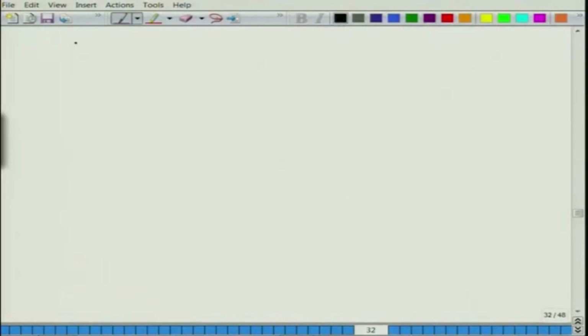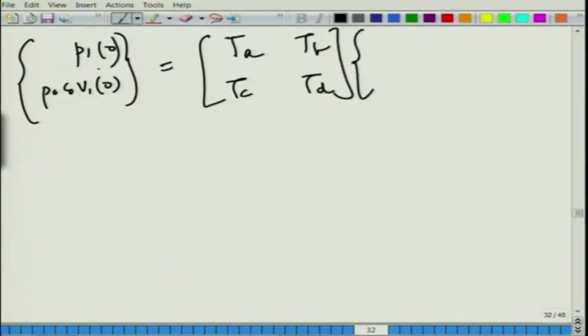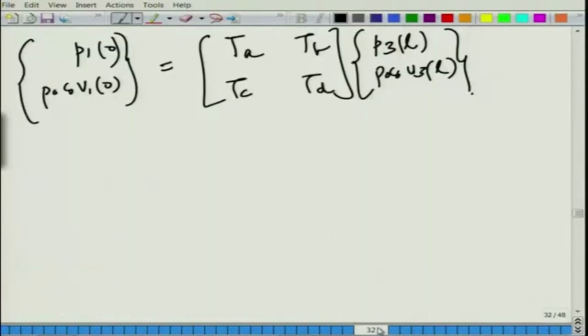So basically what we are seeking is this kind of a thing, isn't it? T A, T B, T C, T D, and P3 at L, rho naught c naught U3 at L. We really are seeking this, and to eliminate all these things and finally arrive at this form is not trivial. It is definitely not trivial. It involves a lot of expressions.